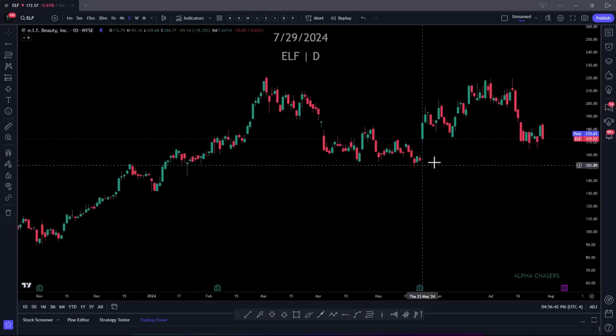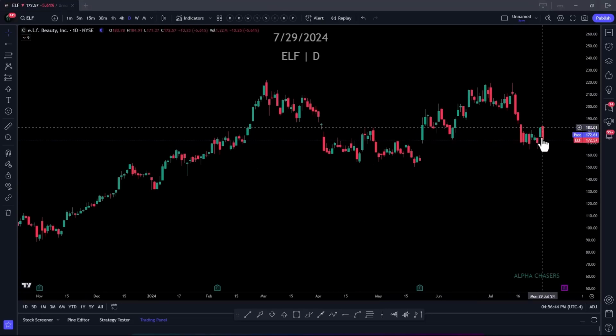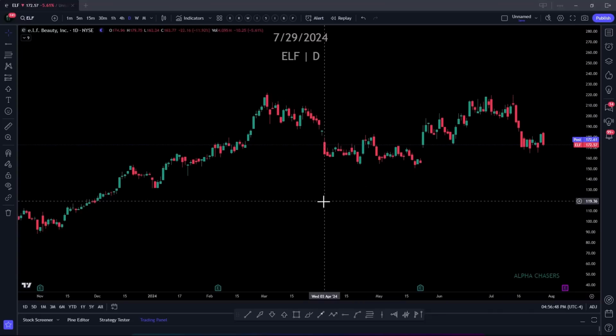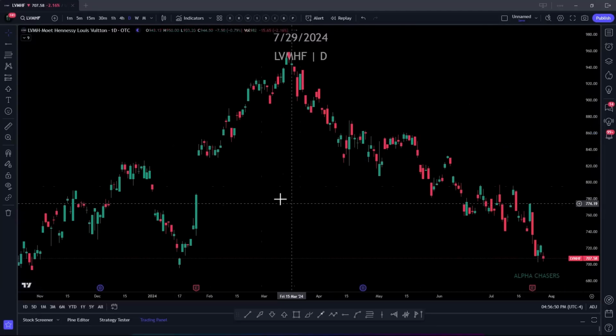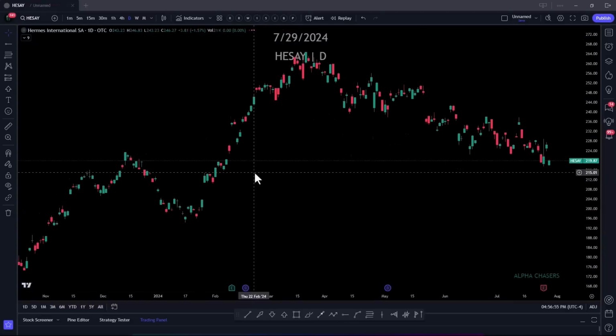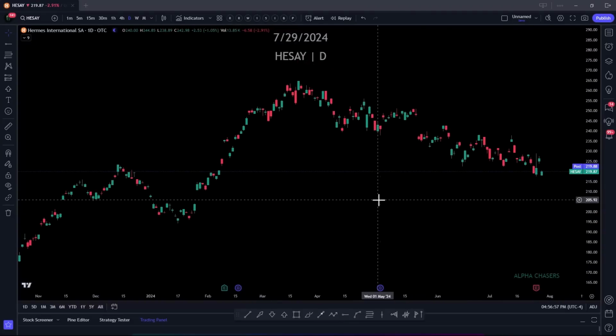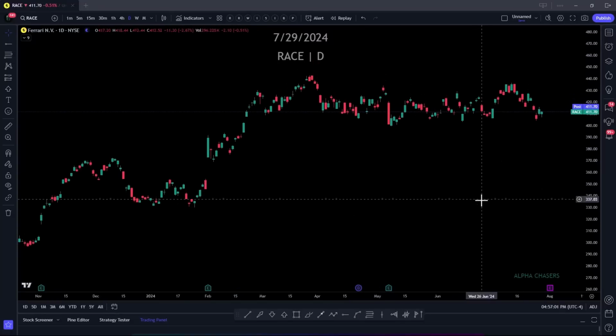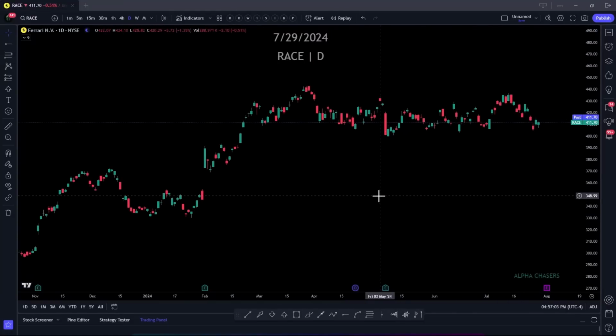This is why you're seeing names like ELF and these other names. They're all starting to roll. They're starting to implode a little bit. And we saw this also at Louis Vuitton. They all came out and said margins are off. We even saw Hermes come out and say things are good, but margins are off. And this caused us to also see names like Ferrari drop, even though they haven't reported yet. So we're seeing some signs of that.